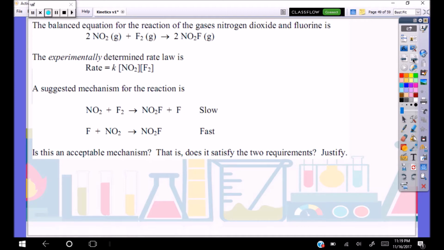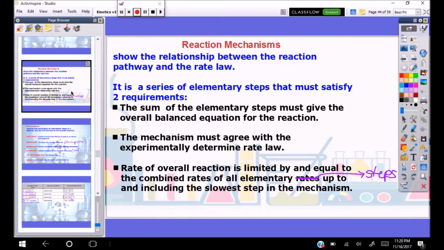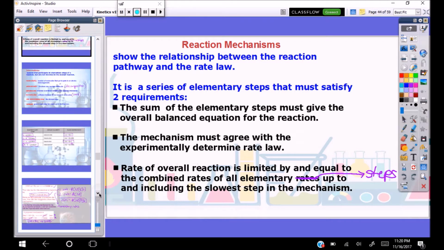2NO2F. So it gives us the experimentally determined rate law, and we want to see if this is an acceptable mechanism. Does it satisfy the two requirements? Let's go back to our two requirements as stated before. The sum of the elementary steps must give the overall balanced equation for the reaction, and the mechanism must agree with the experimentally determined rate law.